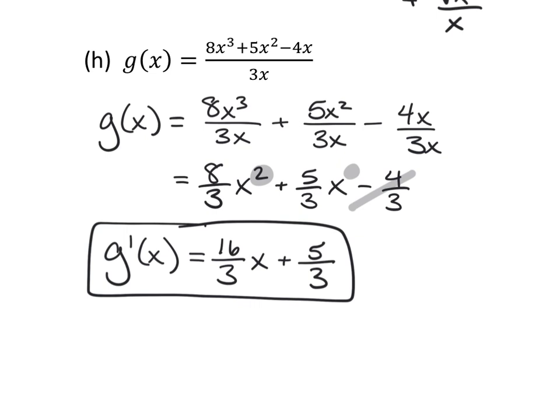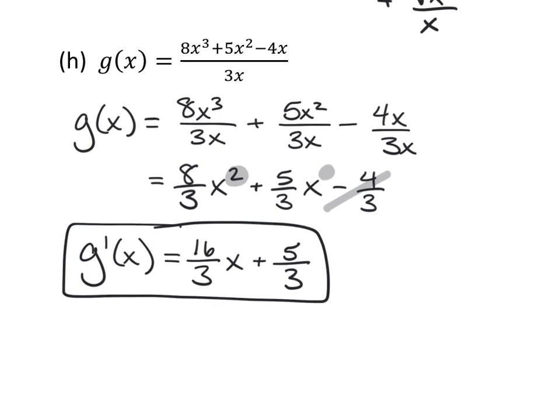So until we teach you how to do the quotient rule, and honestly, if this works, don't use the quotient rule because it requires so much more work. This is how you would find the derivative for a big divide.